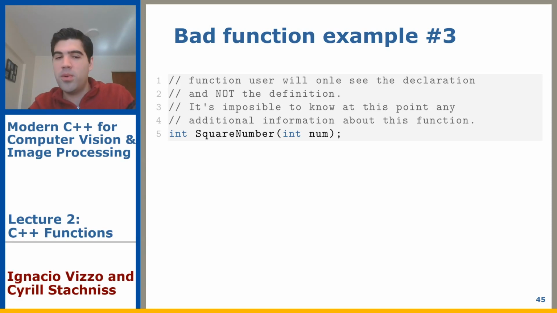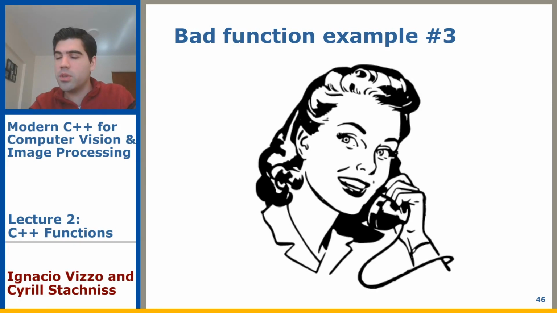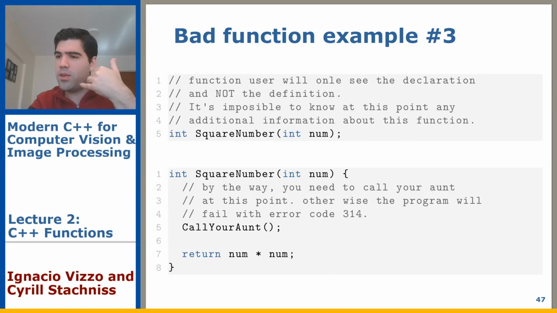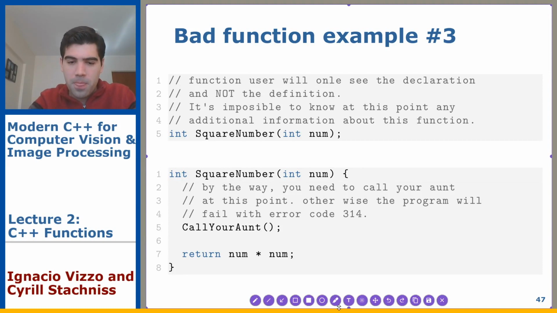Let's pretend that you hit this function. You're using a library and there is this square number function. You receive a number and then you will return, obviously, because the name is saying so, the square of this number, right? And then you call this function and then you receive a call. And then your aunt is on the phone and says, hey Nacho, what's going on? You say, I have no idea. I received a call from you. You say, what? And then you go and check the implementation, and then you see this.